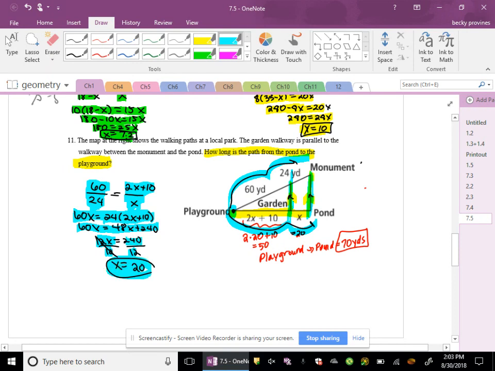Now, I know a lot of people would stop here, but do you remember how we have to go back and finish the question? How long is the path from the pond to the playground? Okay, so if I know x, I can plug it back in. And so what I did is I said 2 times 20. Let me back up. That's not the highlighter. 2 times 20 is 40 plus 10 is 50. And the second part here is x, so that's another 20. So 50 and 20 is 70. From the playground to the pond is 70 yards.